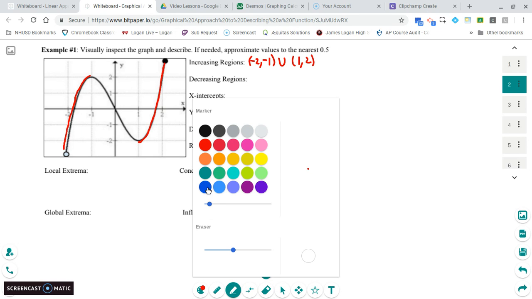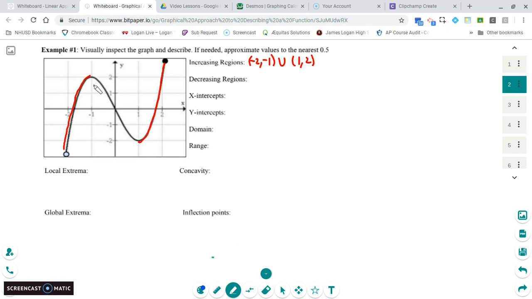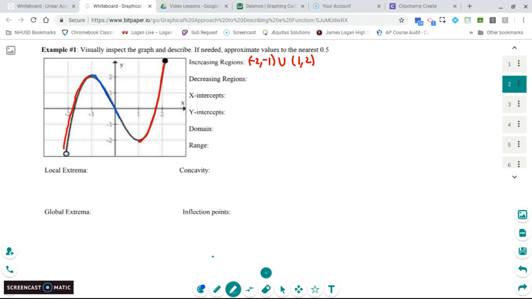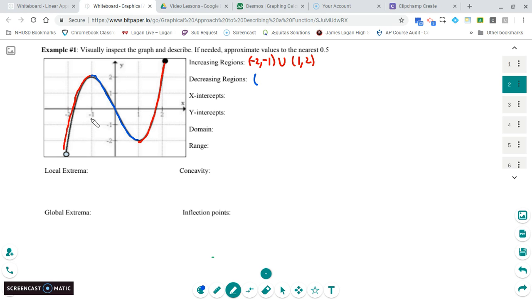All right, so now I'm going to do decreasing regions. I'll color those blue. I can see that there's just one, in the center section. It goes right through the origin and it connects the red regions. So the single decreasing region, the domain, starts at x equals -1 and it ends at x equals +1. So there is my decreasing region. Again, remember that we answer these using domain intervals.